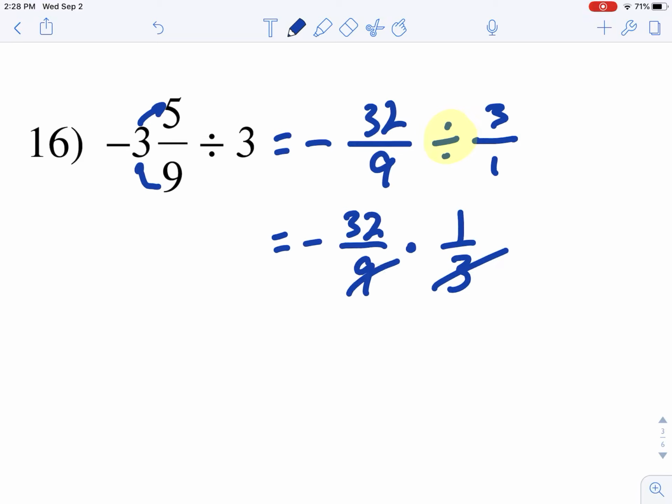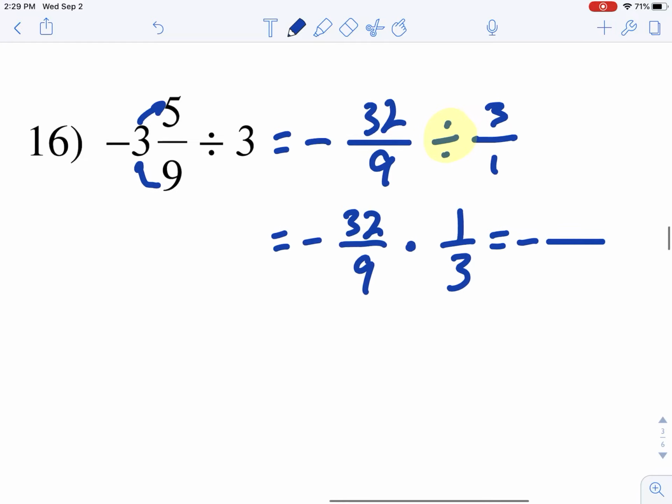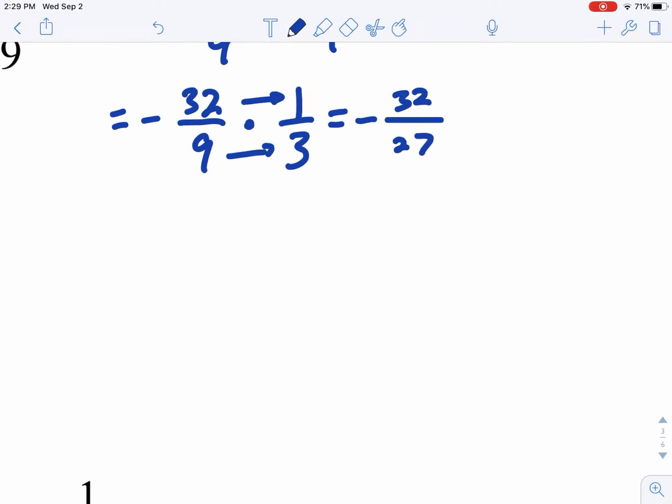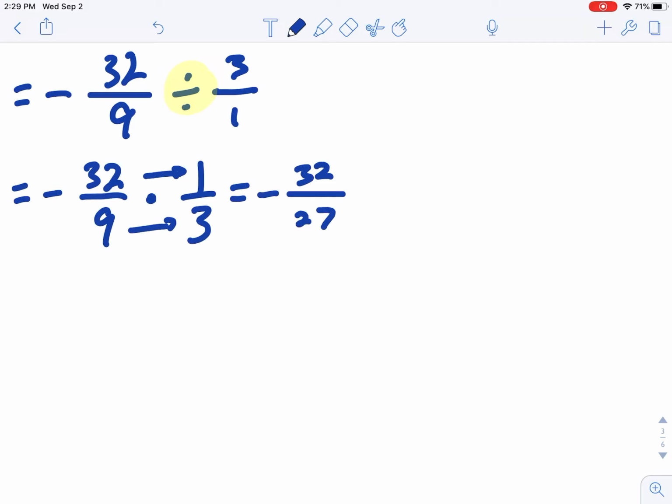You cannot cancel the 3 and the 9. They're both on the bottom. 3 won't go into 32, which means all I can do is multiply this out. Negative times positive equals negative. 32 times 1, going straight across, is 32. 9 times 3 is 27. Now, since it didn't cancel, this is not going to reduce. You can think it through, like 32 is 2 times 16 and 4 times 8, stuff like that. 27 is 3 times 9. There are no numbers in common that are going to cross out. So there is no reducing.